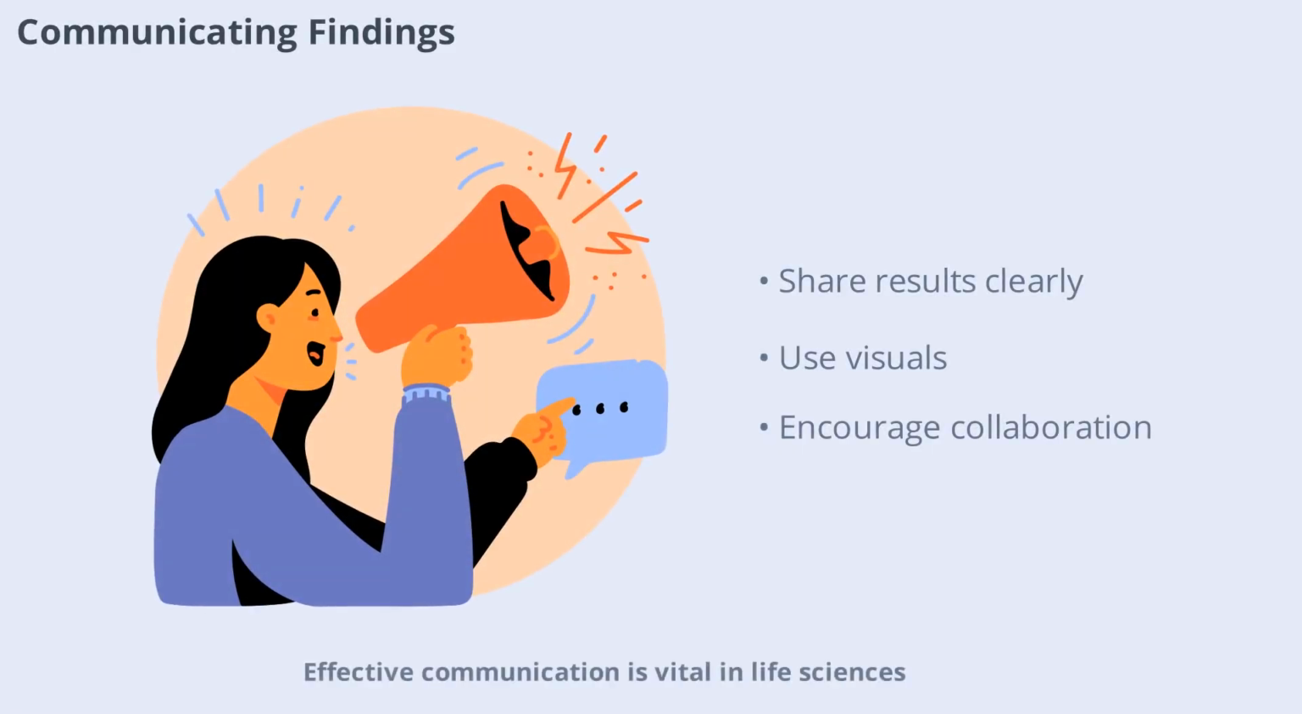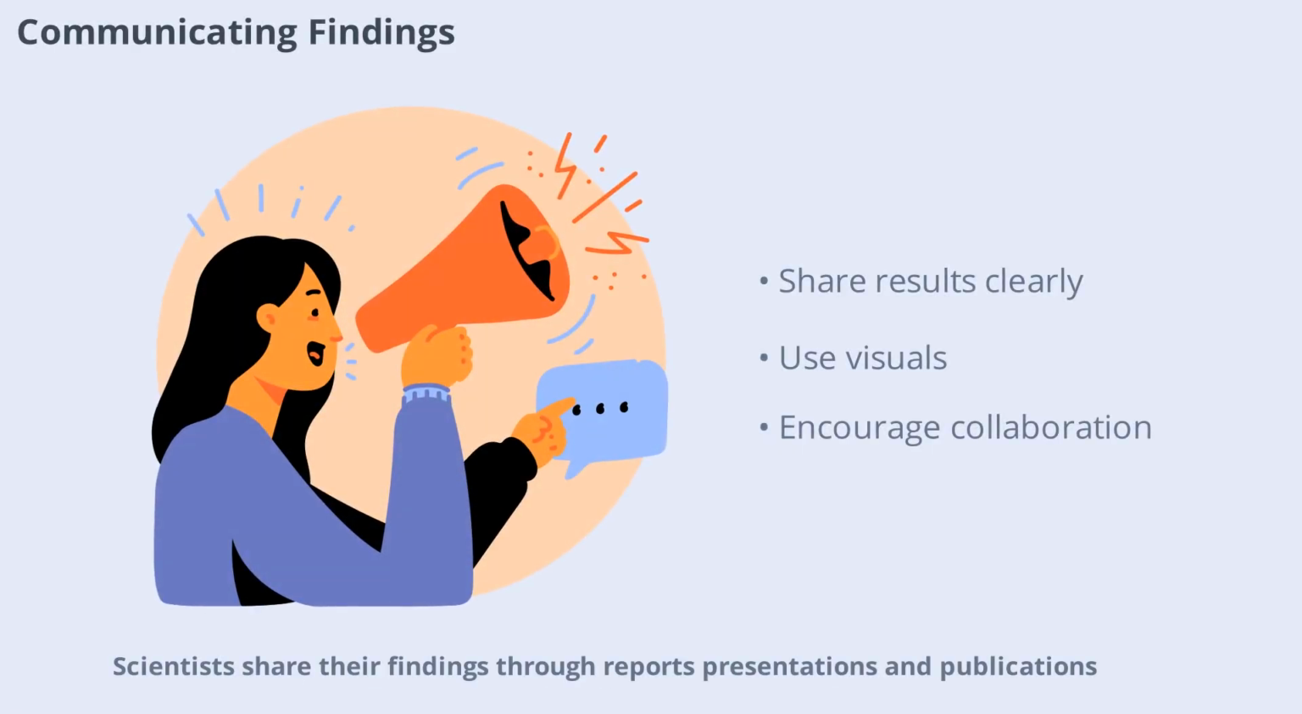Effective communication is vital in life sciences. Scientists share their findings through reports, presentations, and publications, allowing others to learn and build upon their work. Clear communication ensures that discoveries benefit society, from new medical treatments to environmental policies. Researchers use visuals, summaries, and detailed explanations to make their results accessible. Collaboration and peer review further strengthen the impact of scientific problem solving.